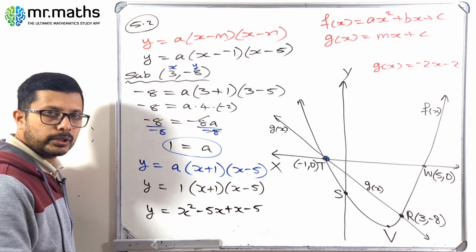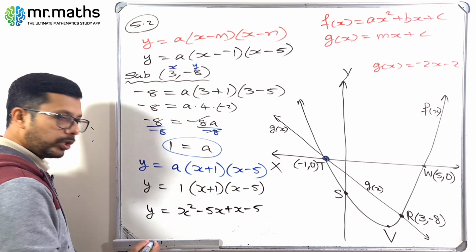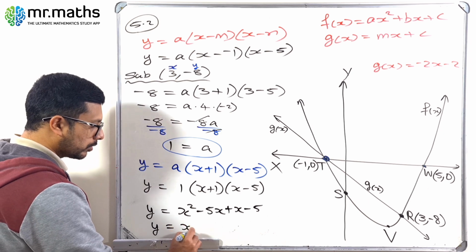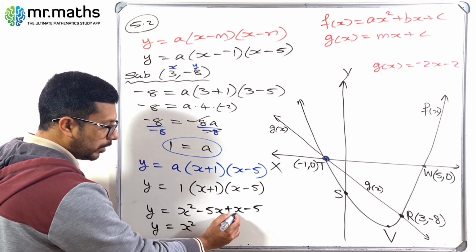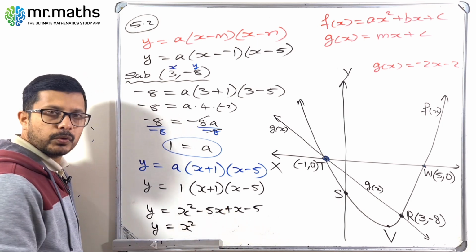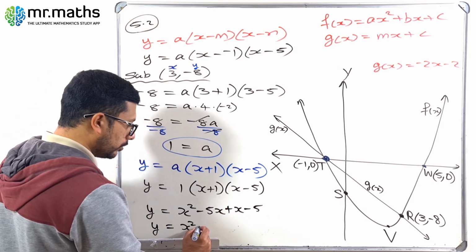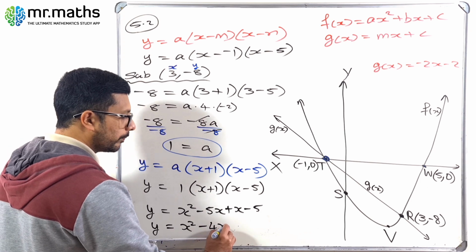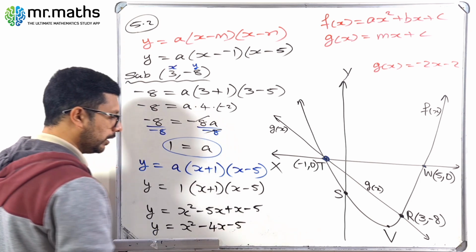I hope you know how to expand. The FOIL method. So what is that one? y is equal to x squared, -5x plus x. Like terms you can add. So -5 plus 1 is what? Check in your calculator, those who don't know. -5 plus 1 is -4, so -4x. Then the constant term -5.